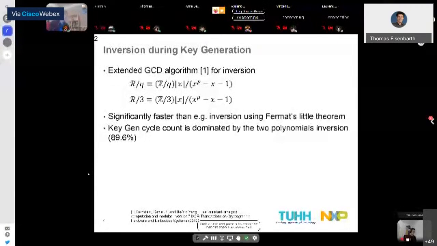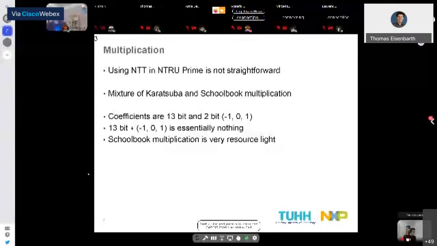A second thing is thinking about multiplication. So a lot of other lattice schemes use the number theoretic transform, which is an integer version of the fast Fourier transform. And using this in NTRU Prime is difficult. It's not impossible, but it is significantly more complicated than in schemes such as Kyber. So instead, I used a mixture of simple Karatsuba and schoolbook multiplication.